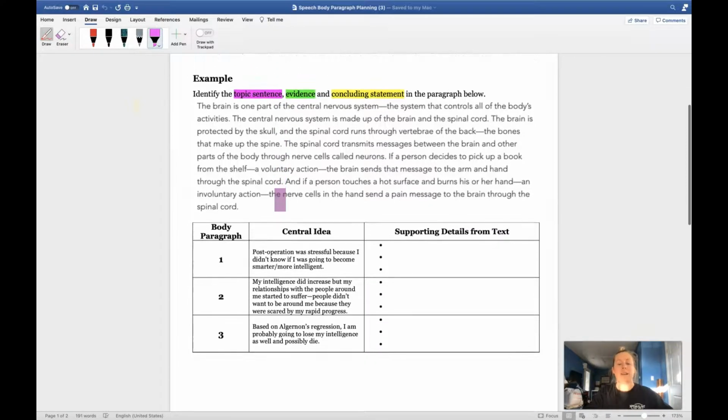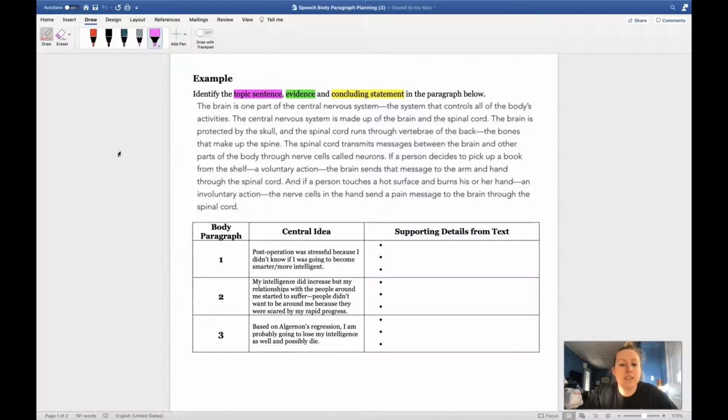But this is a body paragraph from the launch text, The Human Brain. We read an introduction paragraph from that same text yesterday, and this is the first body paragraph. So it says, the brain is one part of the central nervous system, the system that controls all of the body's activities. The central nervous system is made up of the brain and the spinal cord. The brain is protected by the skull, and the spinal cord runs through vertebrae of the back, the bones that make up the spine. The spinal cord transmits messages between the brain and other parts of the body through nerve cells called neurons.